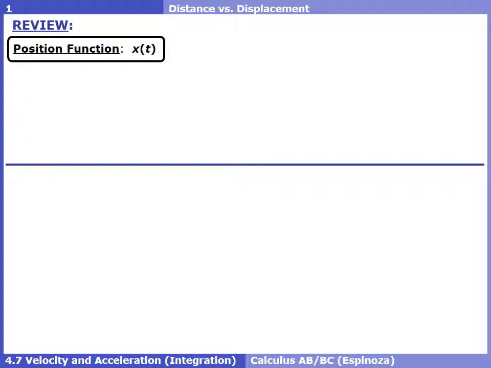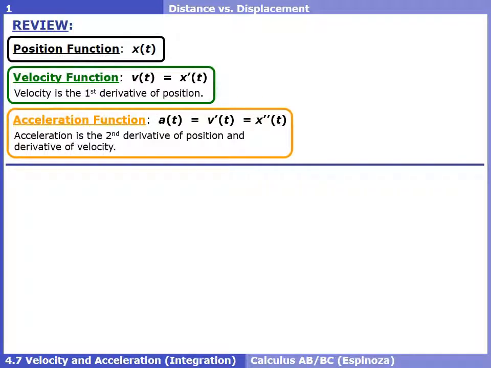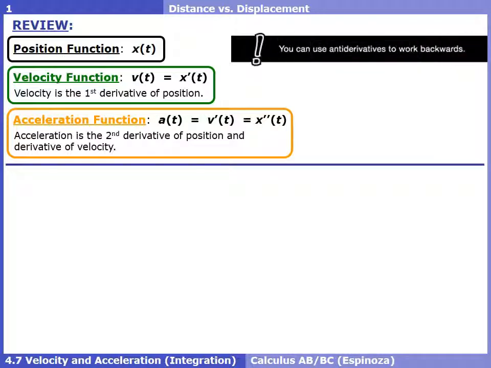So just a quick review of what we learned back in 2.7. If we're given a position function, which is usually given as x as a function of time, if we want to find velocity, we need to take the derivative of that position function. If we want to find acceleration, we would either need to take the derivative of velocity, or you can look at that as being the second derivative of position.